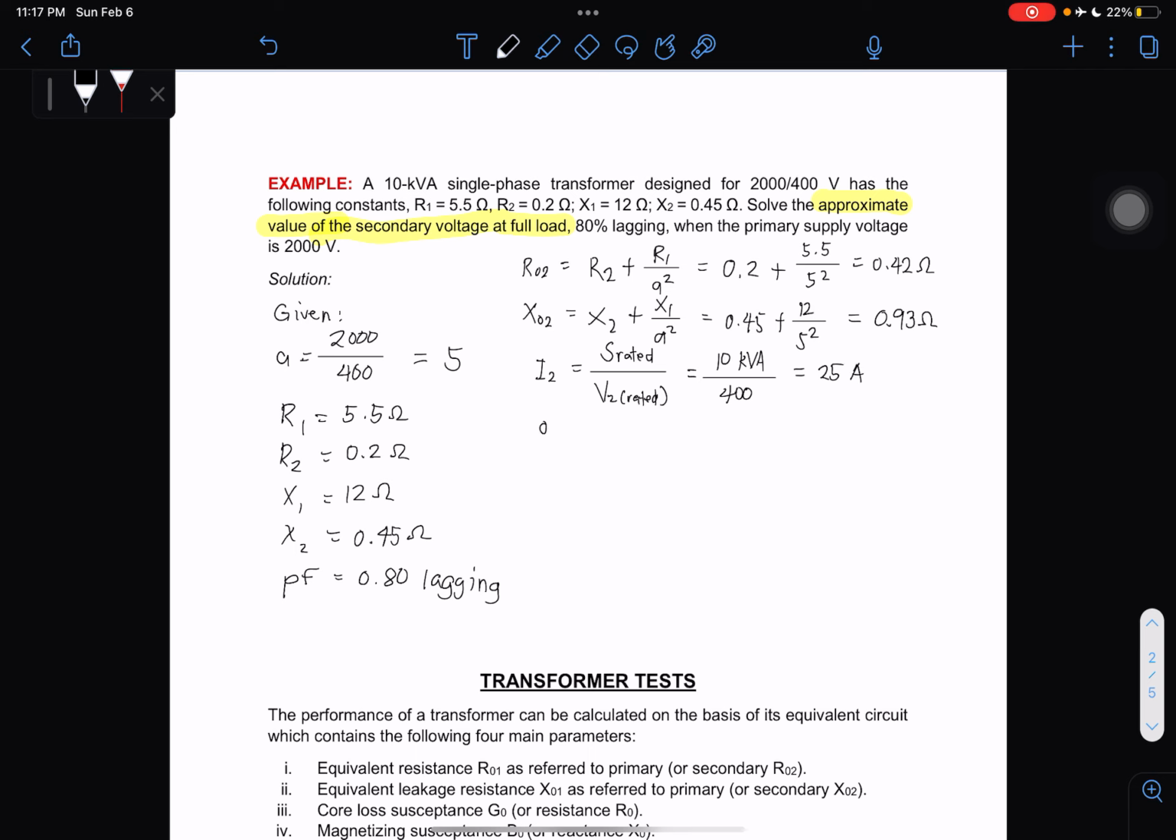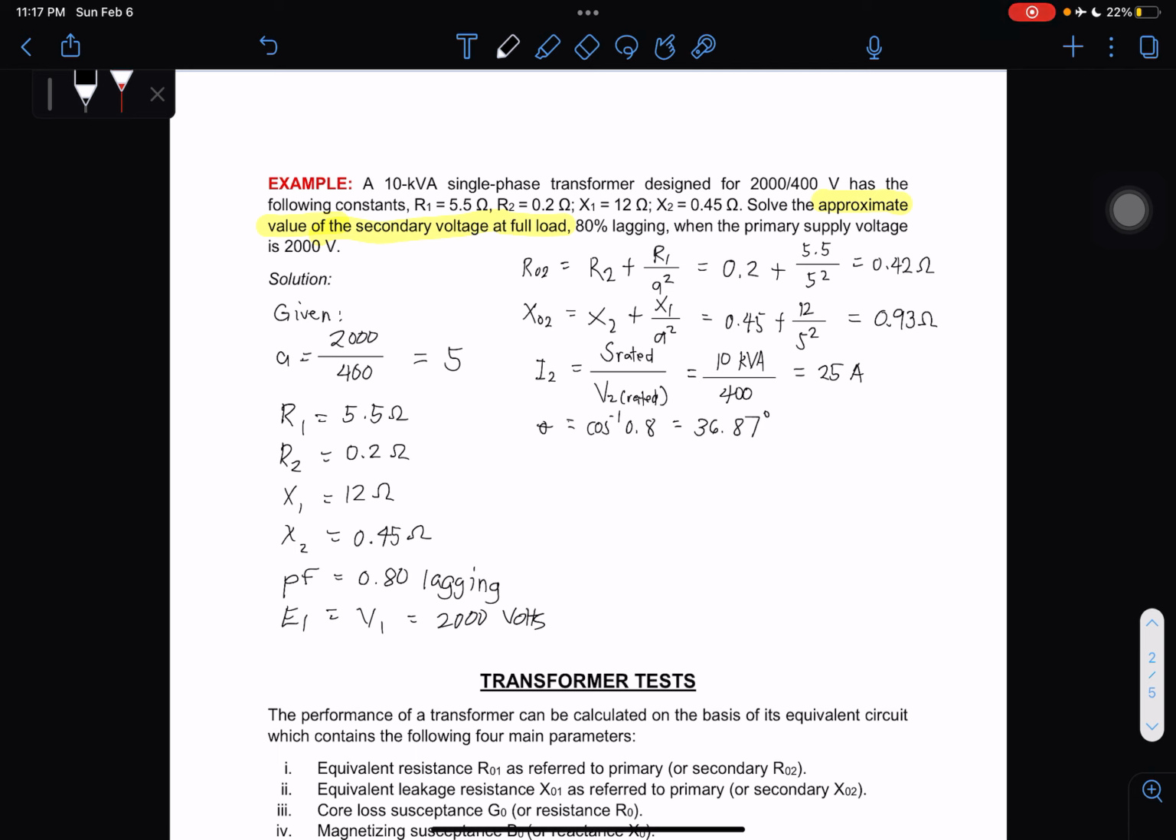And we have our power factor of cosine of negative 0.8, so our angle is 36.87 degrees. Take note that our E1 is equal to our V1, which is 2,000 volts.